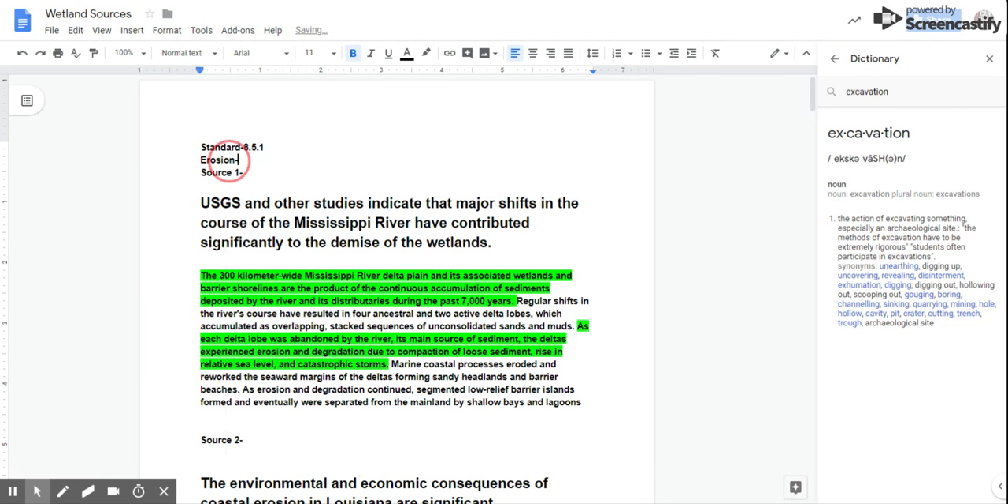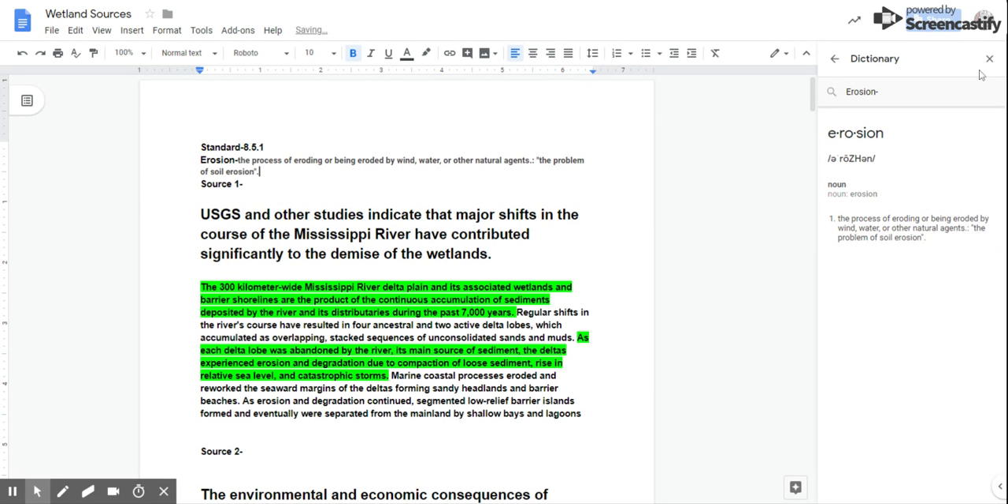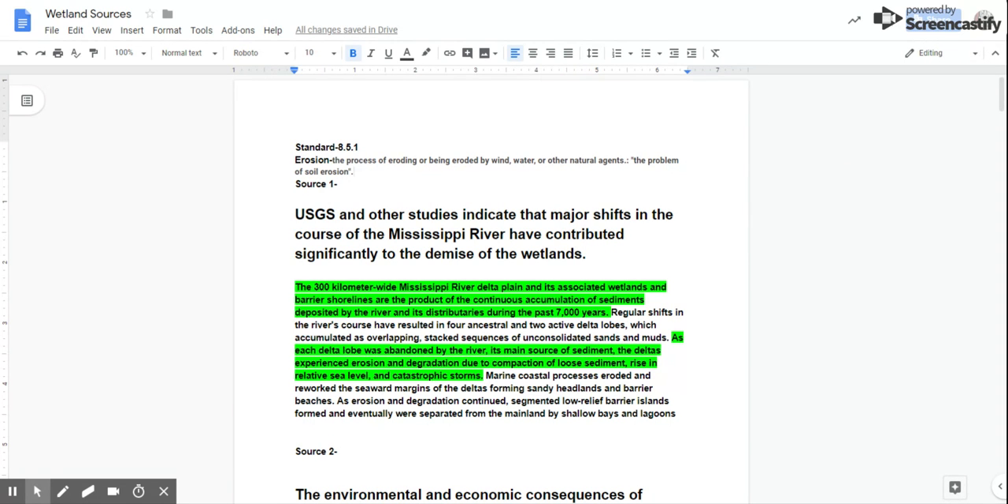We're going to get us a clear definition. Remember, you can click it and hit define within your screen. It is the process of eroding or being eroded by wind, water, or other natural agents. The problem of erosion. We'll put that over here for you in case we need to go back to it. You can look up anything in your Google Doc without ever leaving.